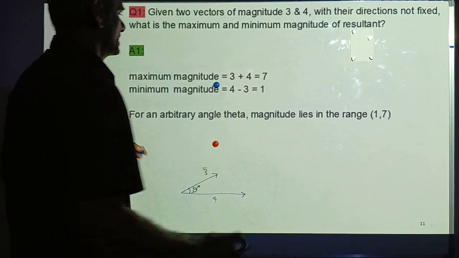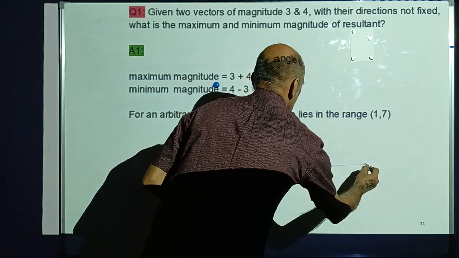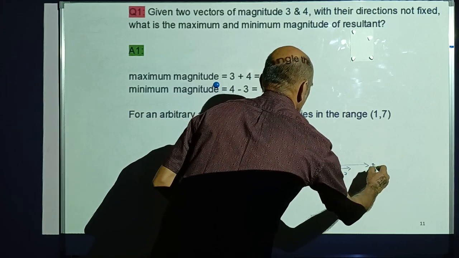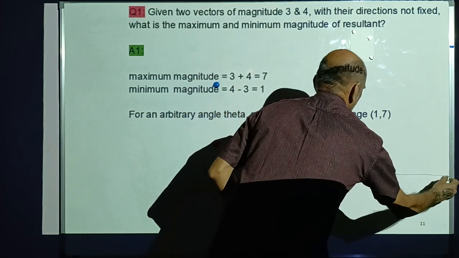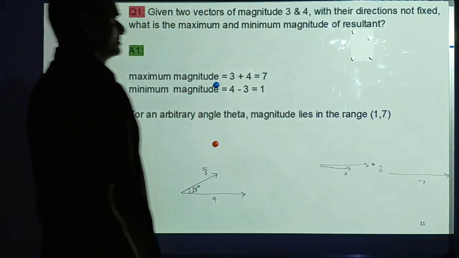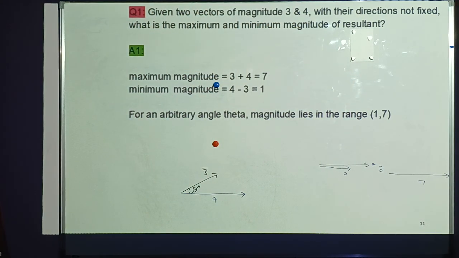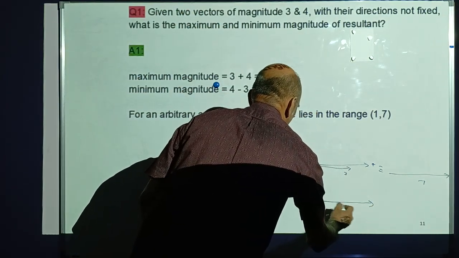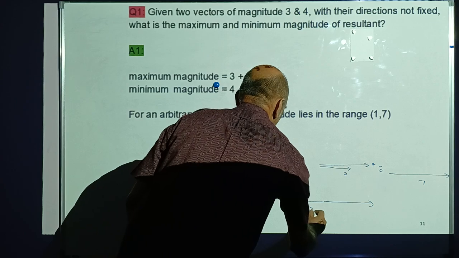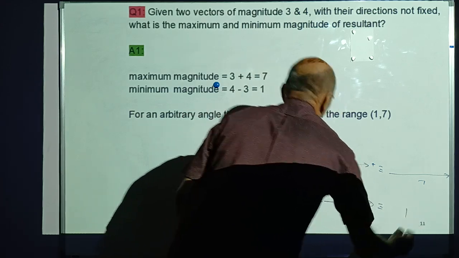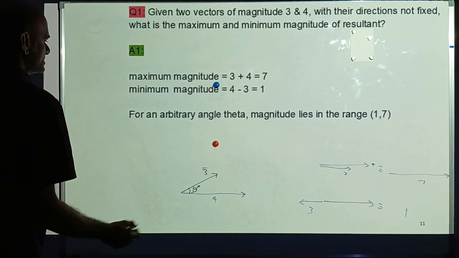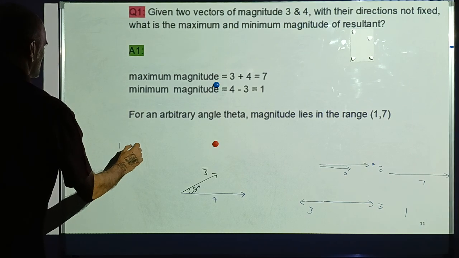So one extreme case is 4 is like this, and the second vector is also like this. Then in this case, the resultant will be a vector of length 7. Another extreme case is 4 towards the right, but 3 opposing it in the opposite direction. So here the resultant will be 1 towards the right. For any other arbitrary angle like this, it will be between 1 and 7.